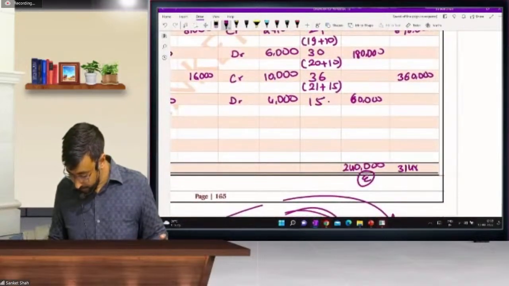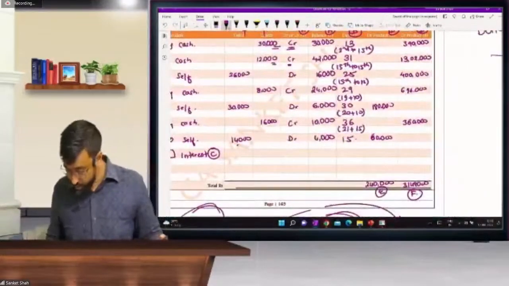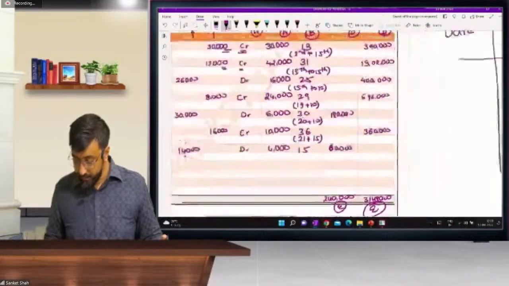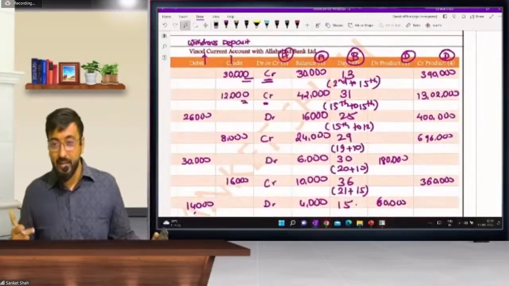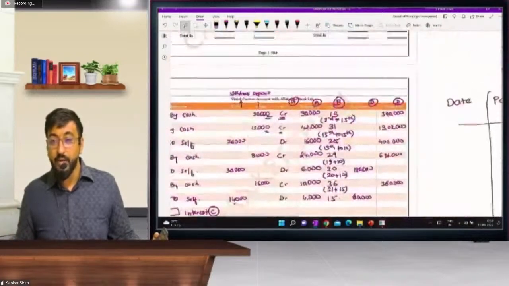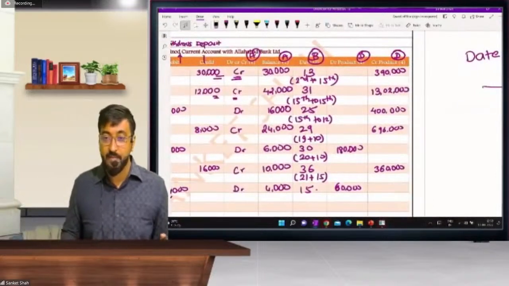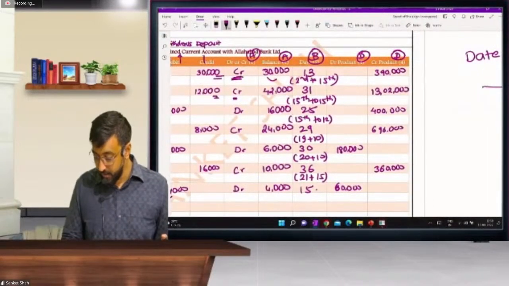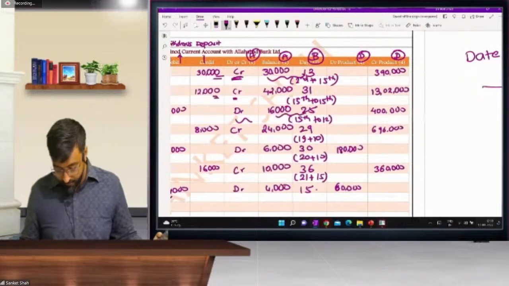$31,48,000. E and F. E, sorry, this is also E. So take a total on the E side. On C, we have written interest; on D, we have written the product, multiplied according to debit and credit. So this is credit side 30,000 into 13, debit side 16,000 into 25.